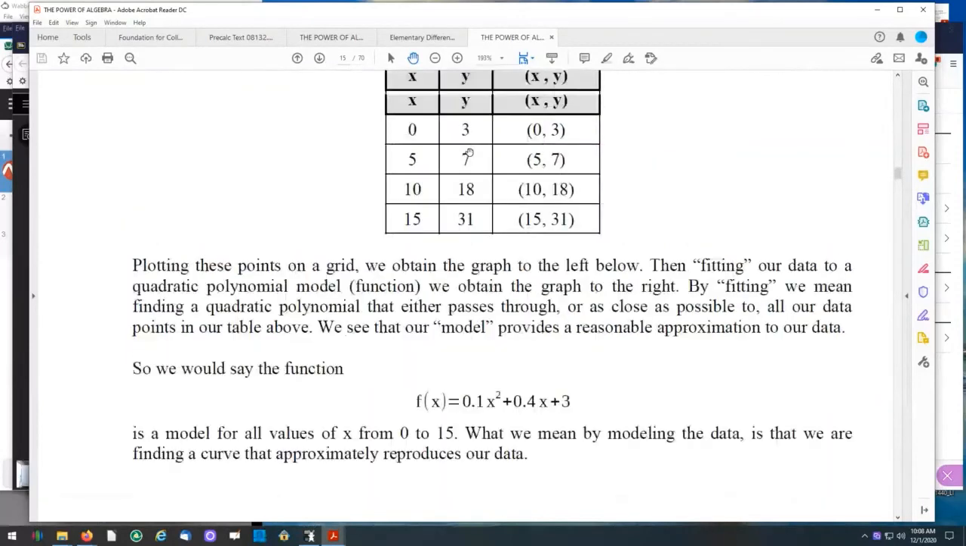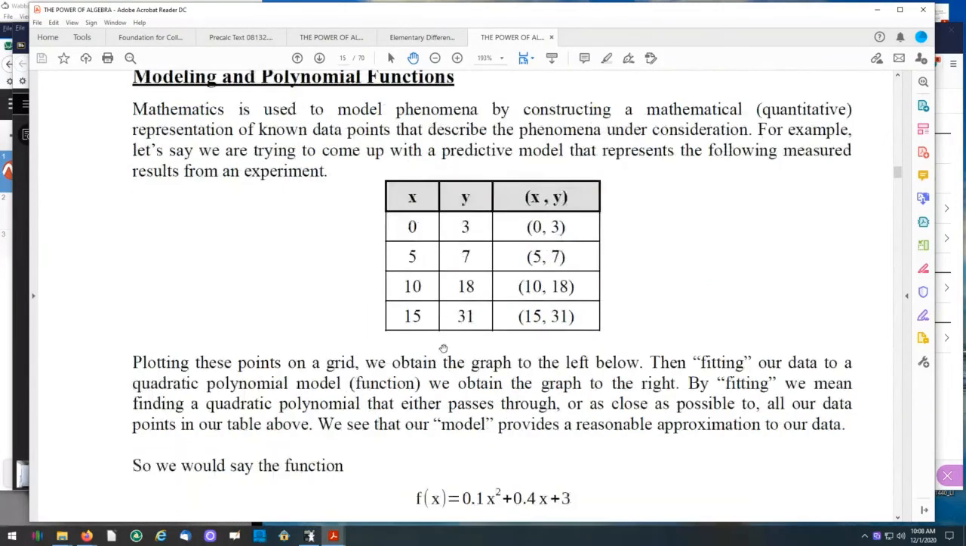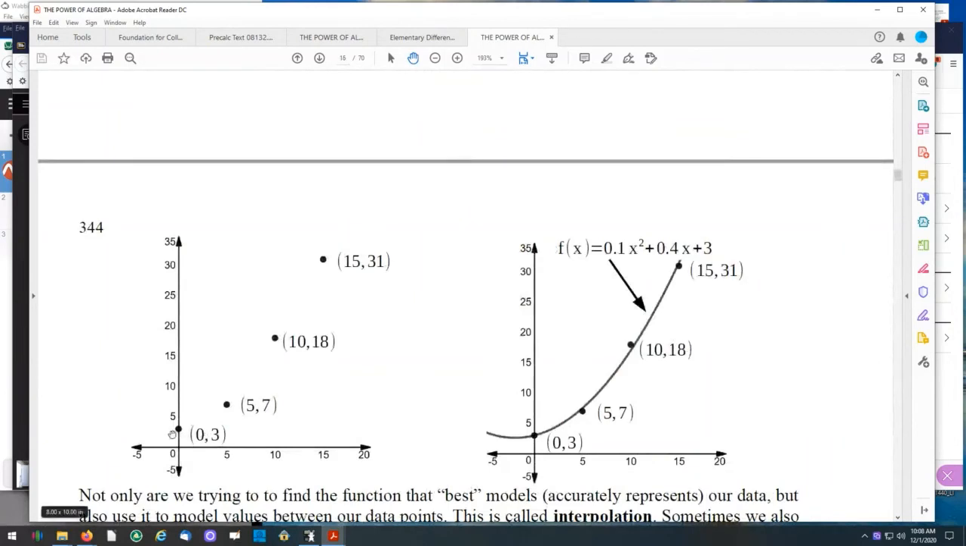Okay, here's where we're talking about modeling. Now, as I said, math is used to model phenomena, by constructing a mathematical representation of known data points that describe the phenomenon. For example, you might have these data points, and if you were to plot them on a graph, you get these data points like that, and you could see that you could fit them reasonably well to a parabola. And here's the parabola, 0.1 x squared plus 0.4 x plus 3.